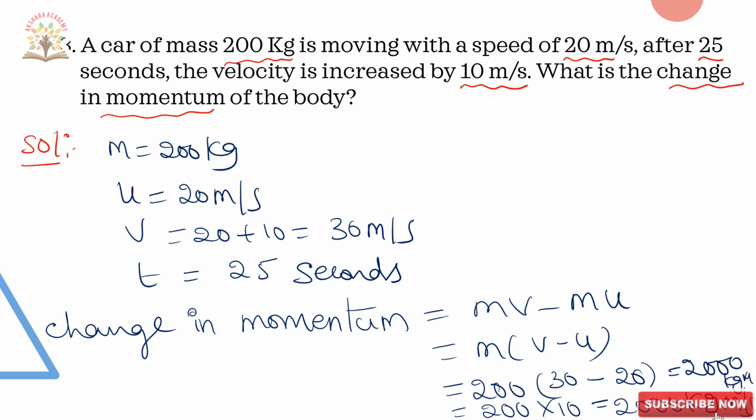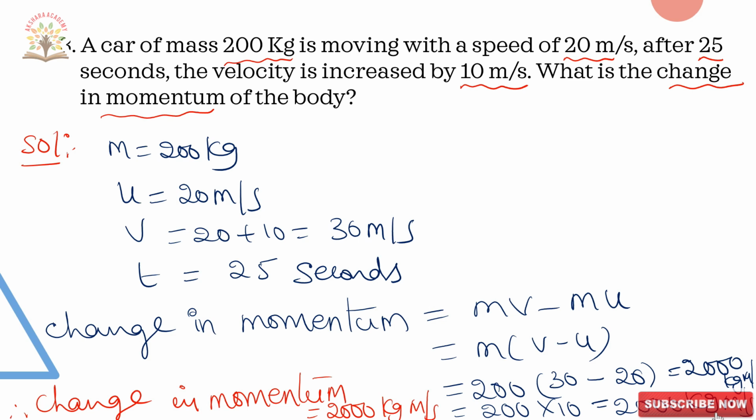2000 kilogram meters per second. Therefore, final answer, change in momentum is equals to 2000 kilogram meters per second. This is the final answer.